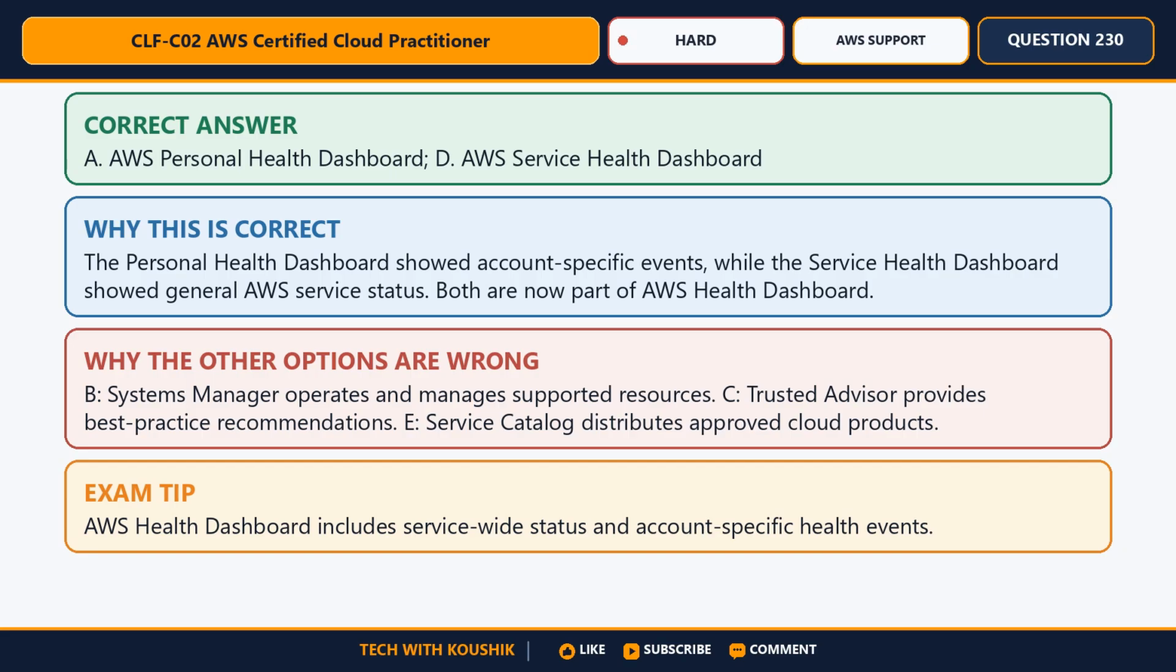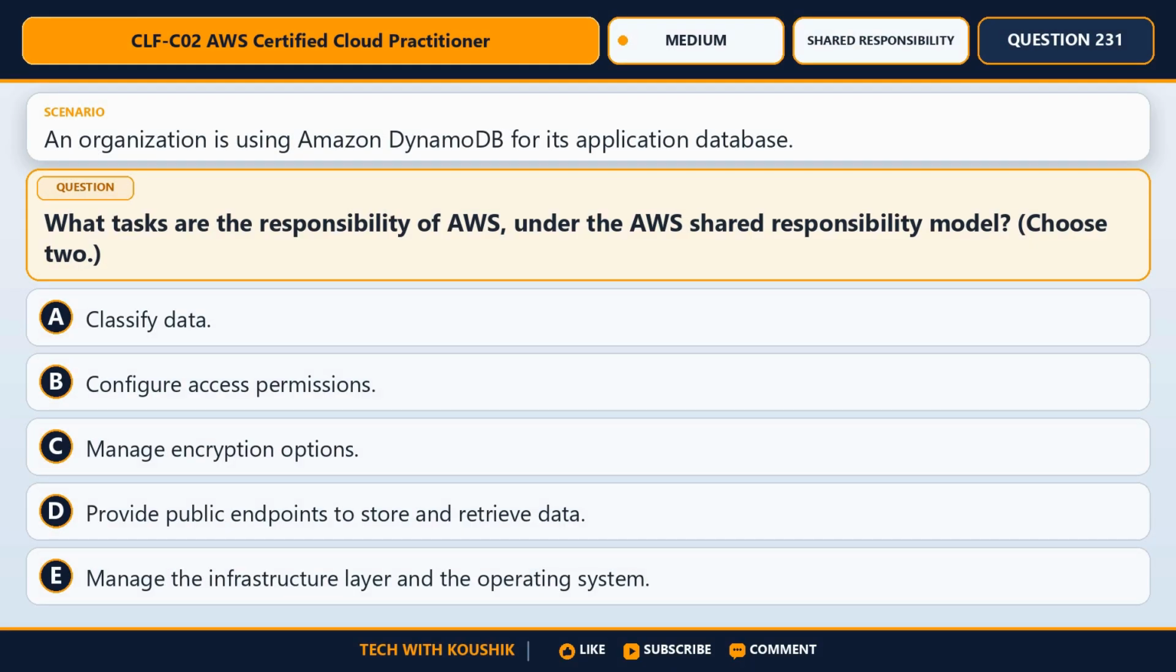Why are the other options not correct? B. Systems Manager operates and manages supported resources. C. Trusted Advisor provides best practice recommendations. E. Service Catalog distributes approved cloud products. Exam tip. AWS Health Dashboard includes service-wide status and account-specific health events.